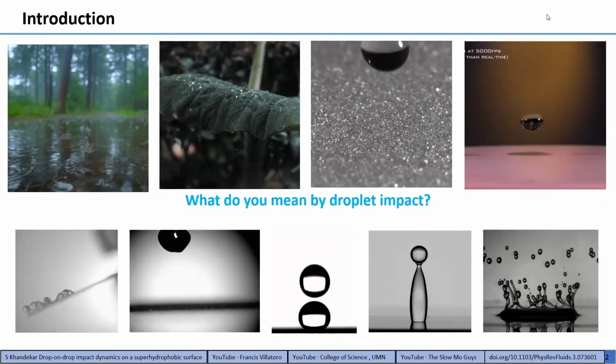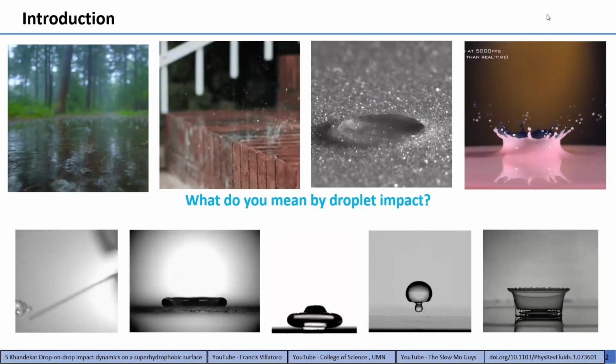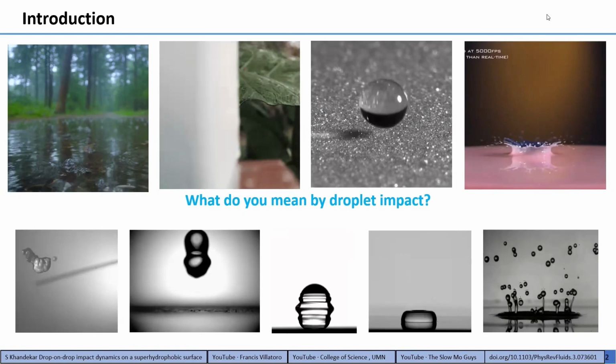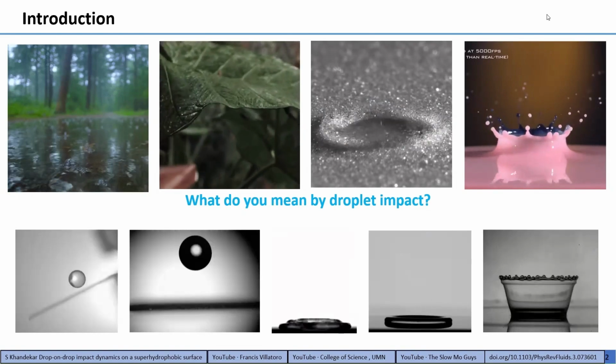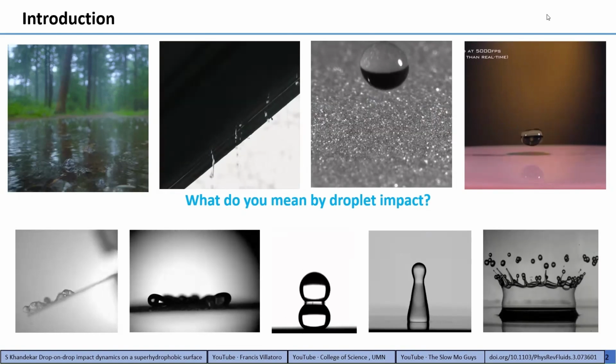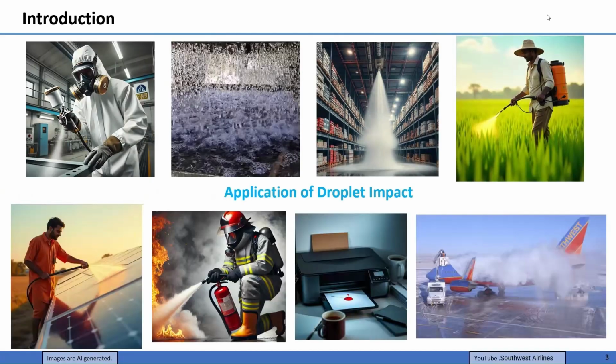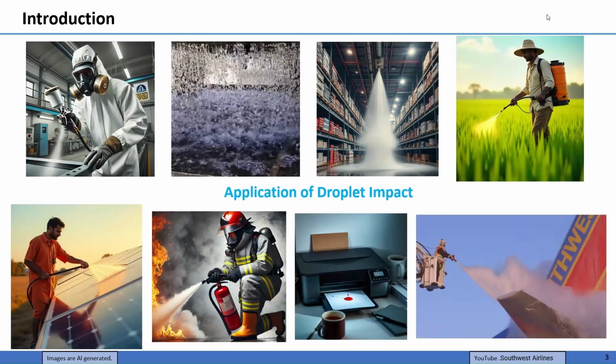This phenomenon seems to be simple and fascinating, but it conveys a complex physics of fluid dynamics. Understanding this droplet impact physics can be helpful in many engineering and practical applications, such as spray coating, agricultural spraying, anti-icing coatings, and inkjet printing, etc.